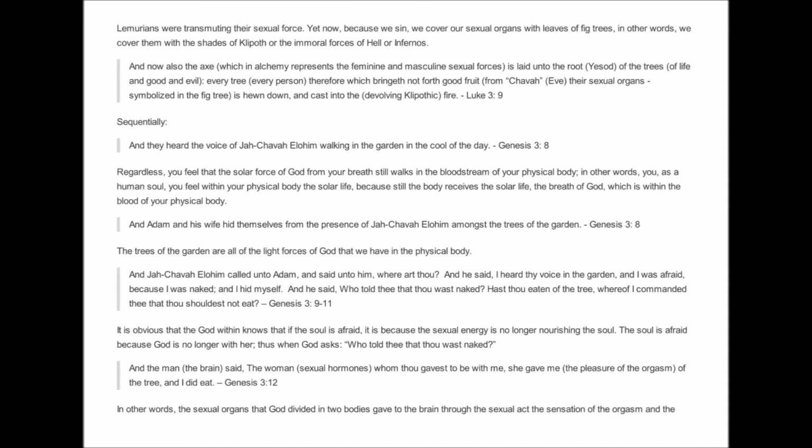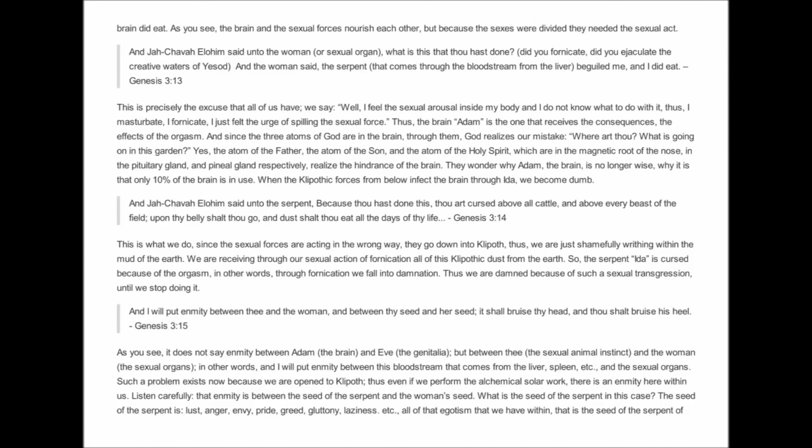And he said, who told thee that thou wast naked? Hast thou eaten of the tree whereof I commanded thee that thou shouldest not eat? It's obvious that God within knows if the soul is afraid, if his own energy is no longer with the soul. It is afraid because God is not with him or with it. And who told you that, to do that?